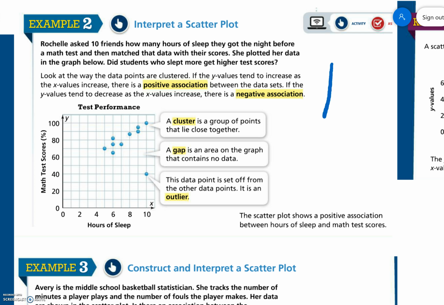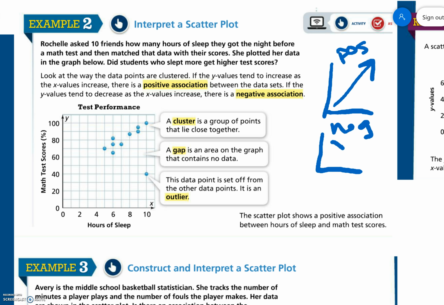So a positive association, if you're looking, it looks like this. It's going up as we go towards the right. That's positive. Negative goes down as we go towards the right, reading left to right, just like you do a book.